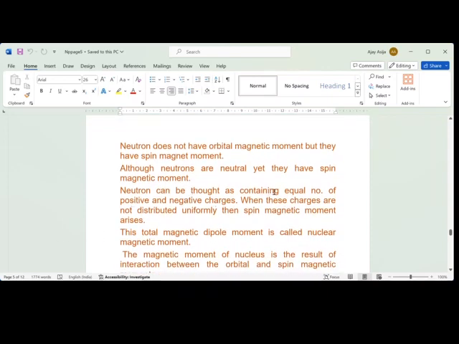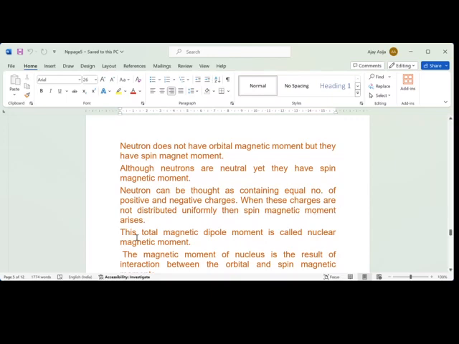Neutron can be thought of as containing equal numbers of positive and negative charge. Although the neutron is neutral, we can say that it is made up of positive and negative charges. When these charges are not distributed uniformly, meaning at some position positive charge is more and at other positions positive charge is less, because of this non-uniform distribution, we can say that the neutron has overall some charge, very little but some charge.